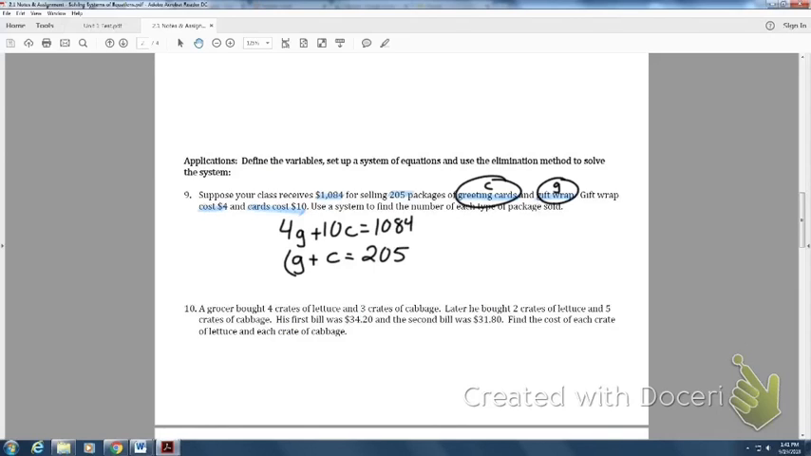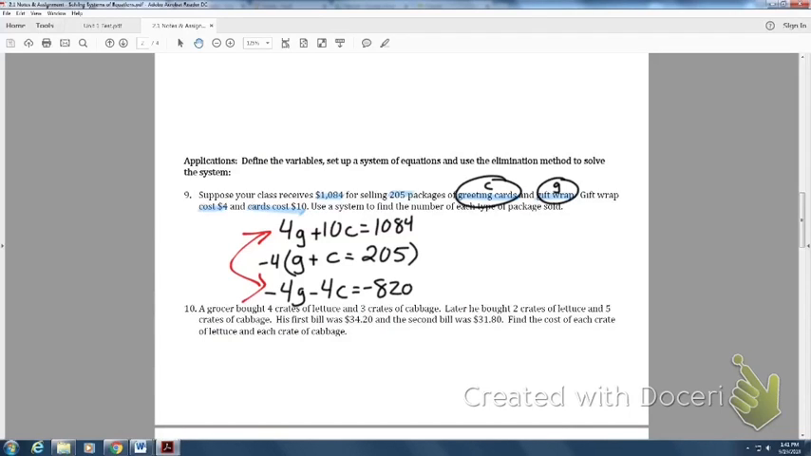If you want to multiply by -10, that is fine. So I've got -4G. Why does it be negative? Because I need a -4G because this is a positive. 4G minus 4G is going to cancel. Equals -820. And then now I'm working with these two equations.